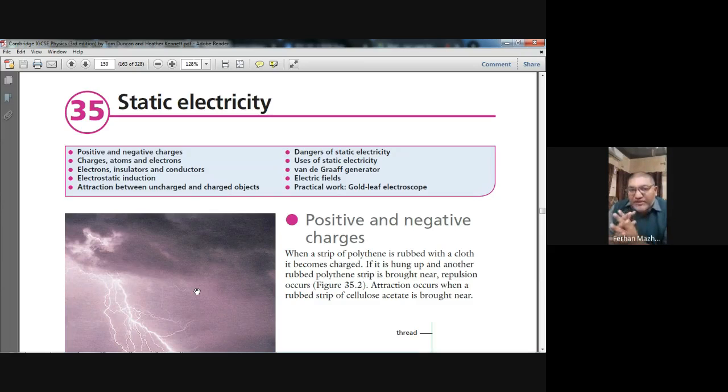So in this, we will be studying positive and negative charges, atoms and electrons, insulators and conductors, electrostatic induction, attraction between uncharged and charged objects, the dangers and uses of static electricity, the Van de Graaff generator, electric field, and practical work done with the gold leaf electroscope. These are a few topics which we'll be covering. So let's start.